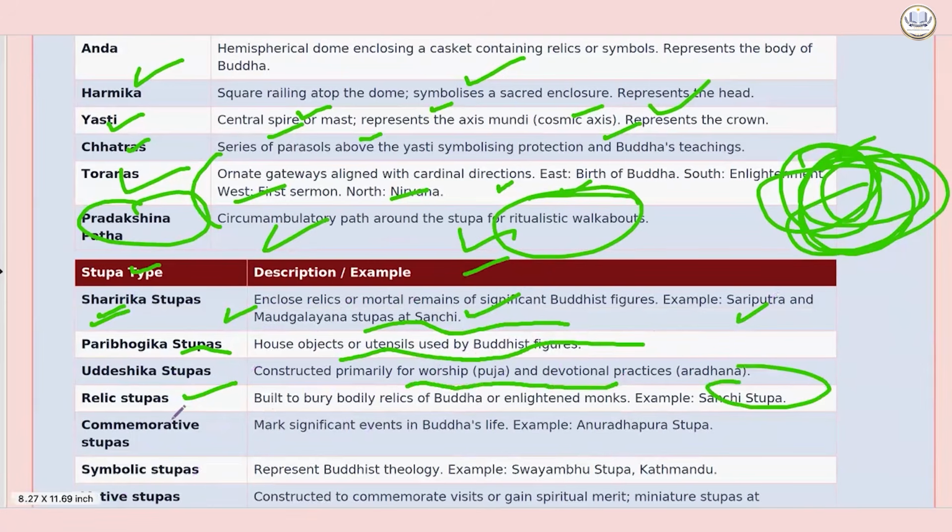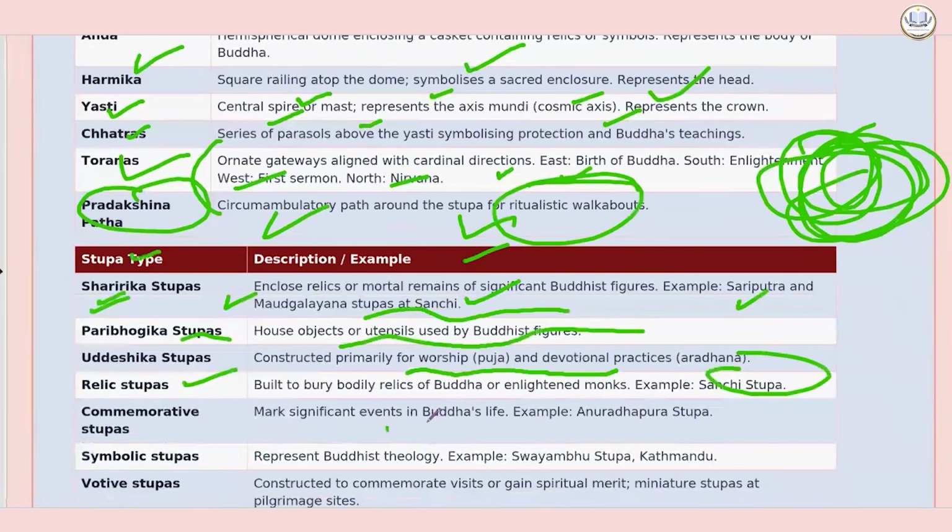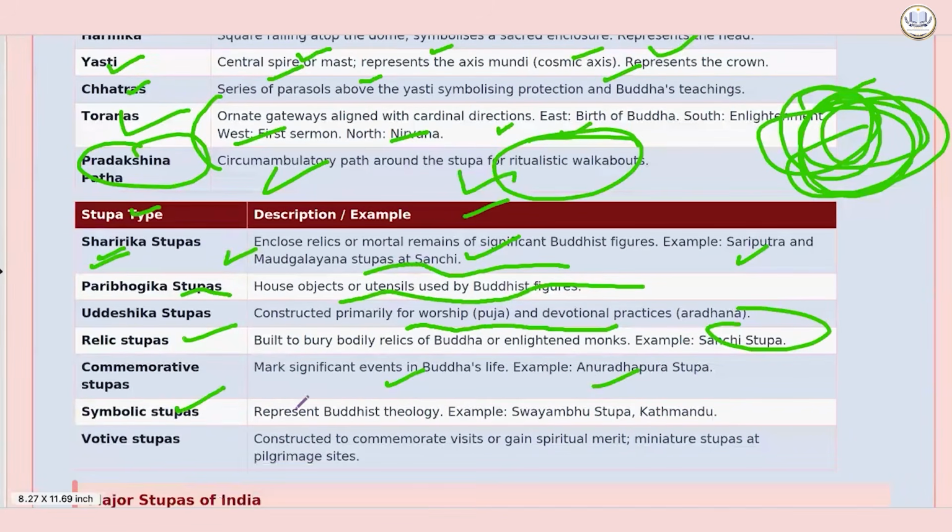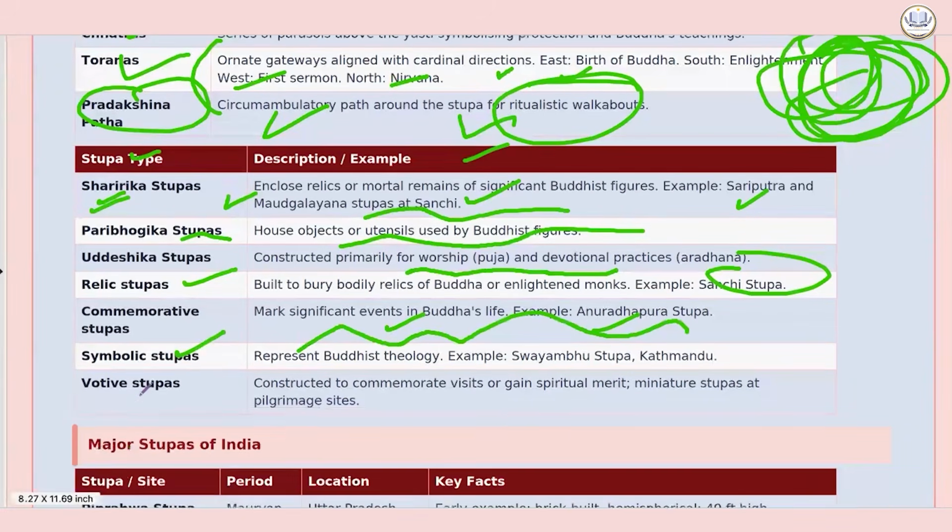Example is Sanchi stupa. Commemorative stupas mark significant events in Buddha's life, like your Anuradhapura stupa. Then symbolic stupas represent Buddhist theology. Example is Swayambhu stupa, Kathmandu. We have votive stupas constructed to commemorate visits or gain spiritual merit. Miniature stupas are found at pilgrimage sites.